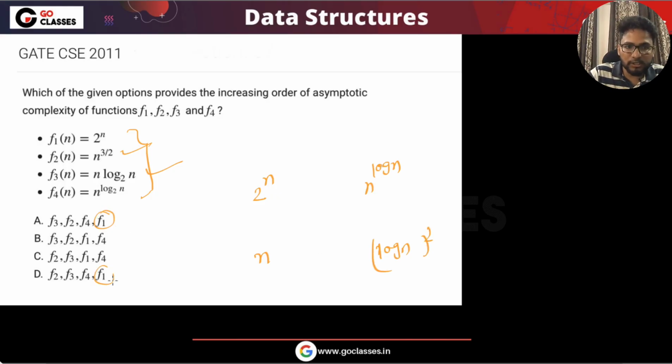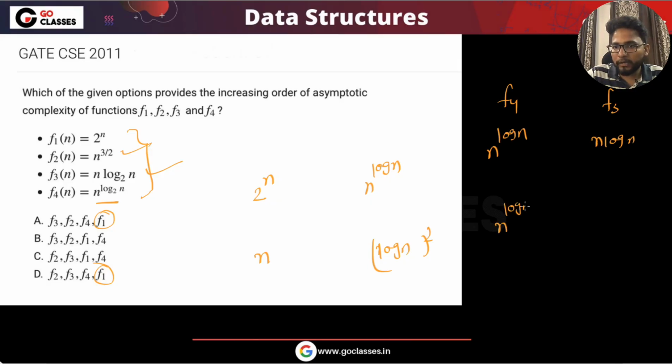So either this and this, and then between this you need to compare f4 and f3 and these things. So let me just do between f3 and f4. Sorry, f4 is n power log n, and f3 is n log n. This is f3, right? So let's just compare these two. You can cancel out the common terms if you want. So it is n power log n minus 1, and this is log n, right?